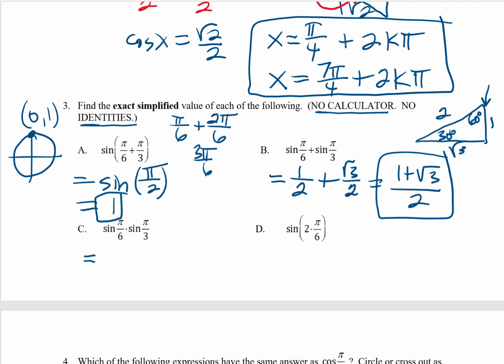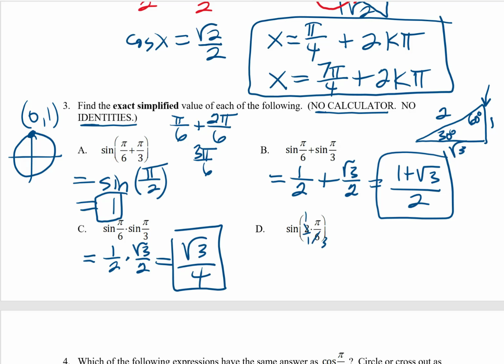Part C, same two ratios, now I'm just multiplying. So I'm going to take that 1/2 that we found, and I'm going to take that sine pi over 3 that we found, the root 3 over 2. When I multiply them together, I get root 3 over 4. Part D, let's see, 2 here goes into 6 3 times, so this is just sine pi over 3, and we've worked that out already. It was square root of 3 over 2.